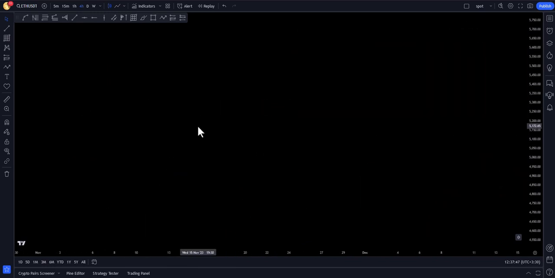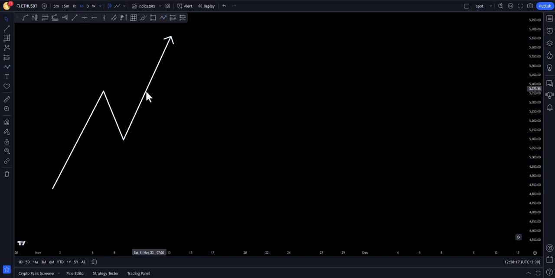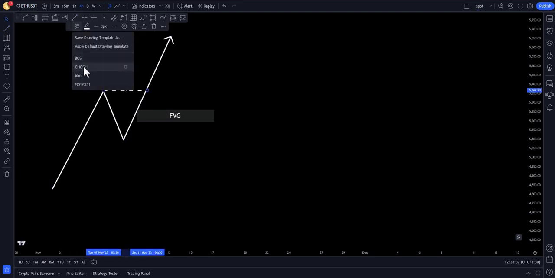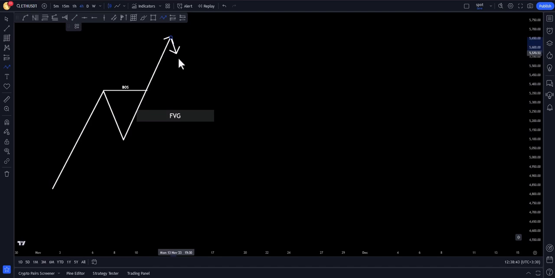Rule number 4. We only trade in fair value gaps that result in a break of structure, BOS, or change of character, CHOC. What does this mean? Imagine we are in an uptrend. A fair value gap forms here, and you see it leads to a BOS. When the price starts retracing and moves down, since this fair value gap caused a BOS, we can look for a long position.